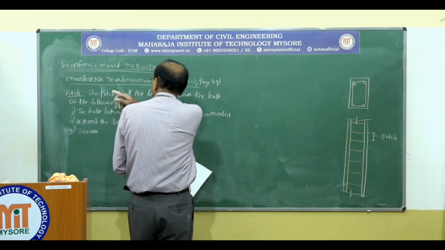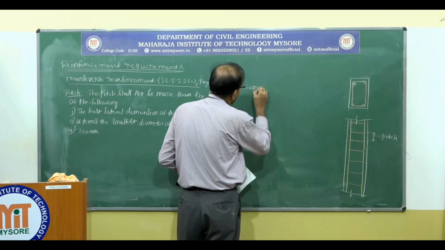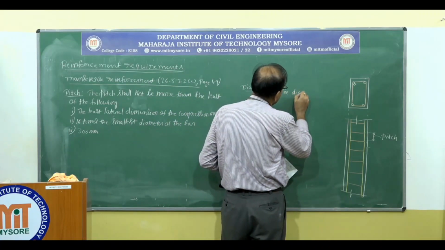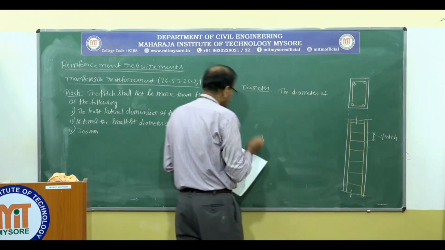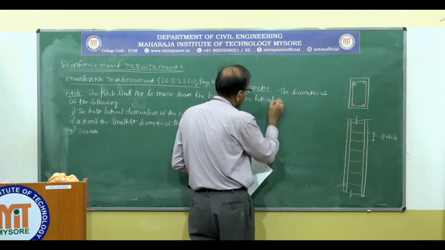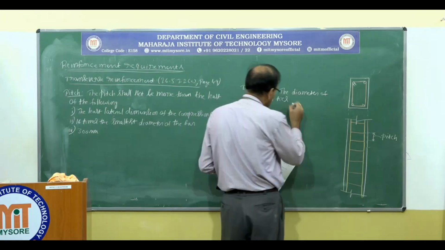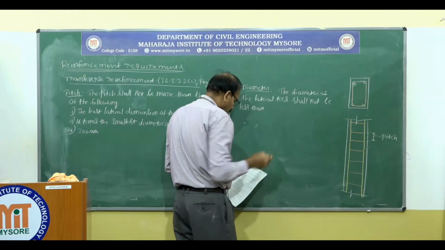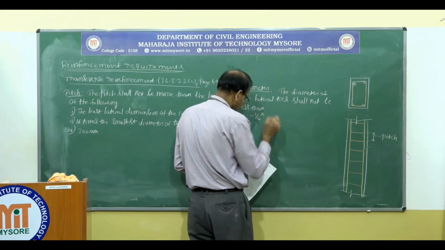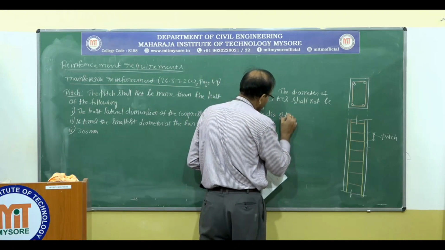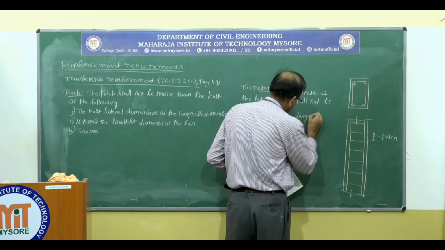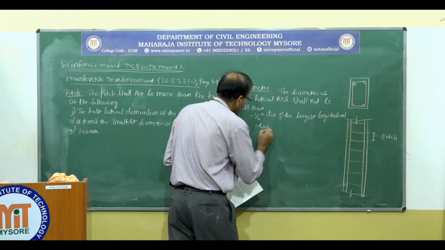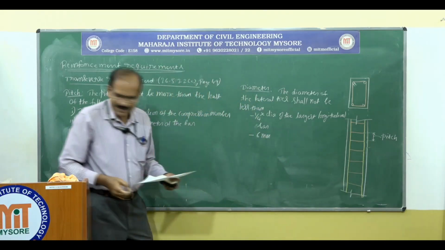Okay. Next comes, so after the pitch it is the diameter. What is the diameter of the lateral ties we need to choose? One is the diameter of the lateral ties shall not be less than say 1/4 the dia of the largest longitudinal bar and 6 mm. So please write down this, I am going to explain.